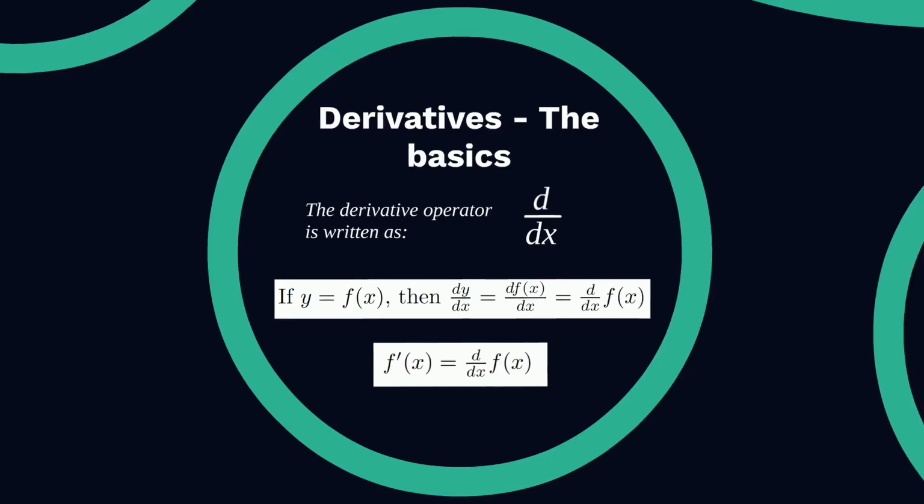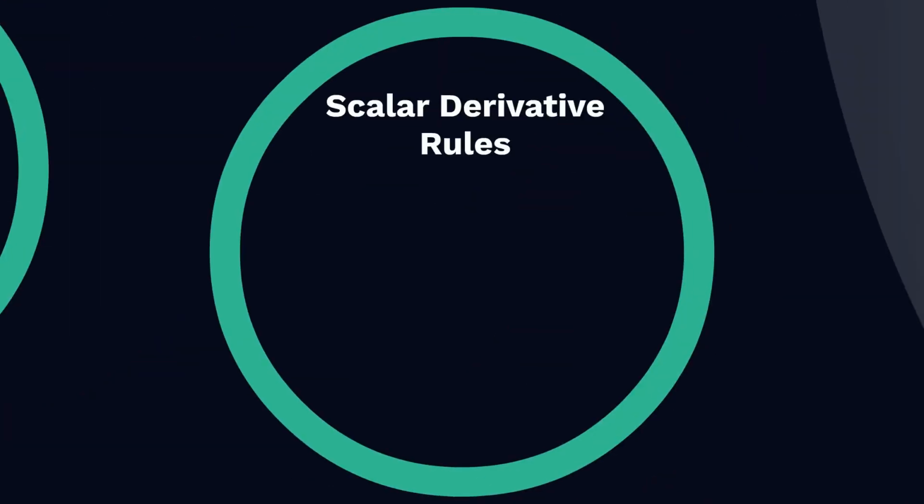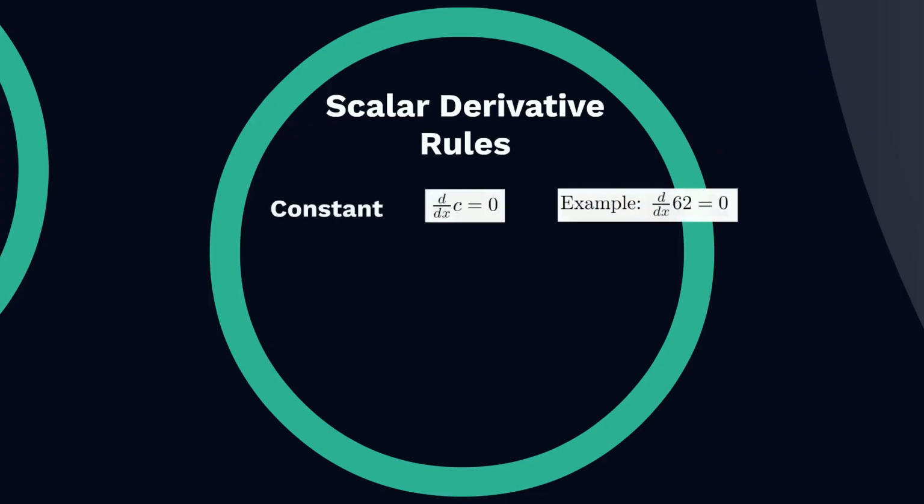Okay, so that's the notation. Let's talk about a few scalar derivative rules. And we're certainly not going to cover them all, but it is important to understand the basics. First things first, the derivative of any constant is going to be 0. So for example, the derivative of 62 with respect to x is simply 0. And this is ultimately because there's no x variable in this constant. So that just goes to 0.